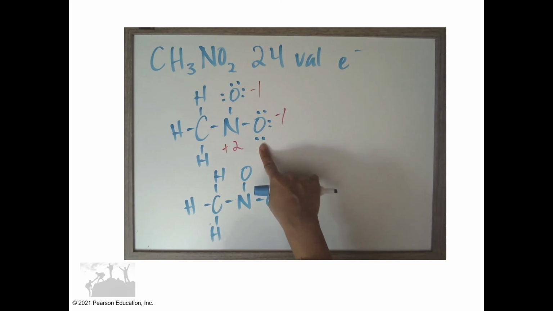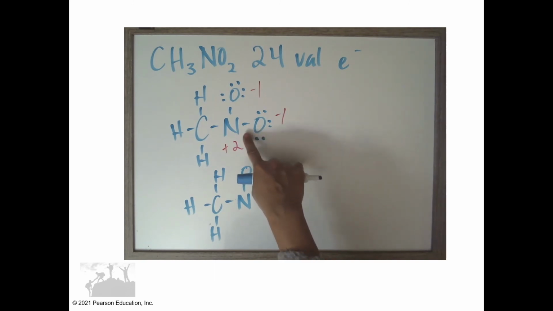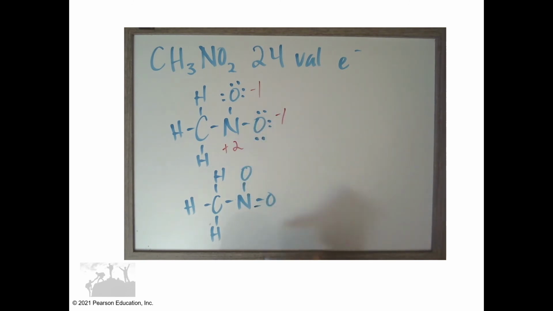Okay, so let's move this lone pair over. So we'll have a double bond here. So we have 2 lone pairs for this doubly bonded oxygen. We still have 3 lone pairs for the singly bonded oxygen. Now let's figure out formal charge.